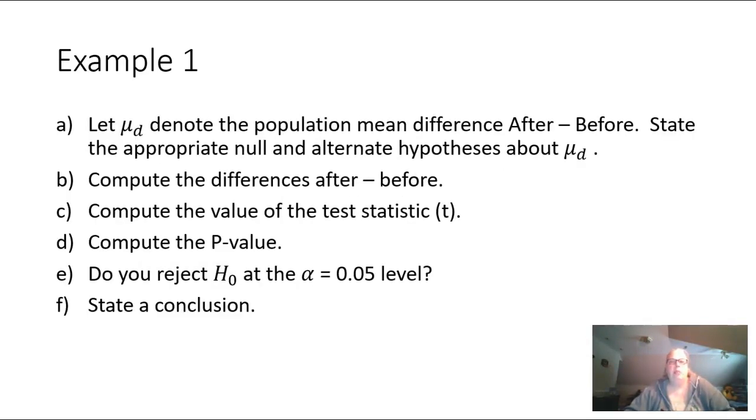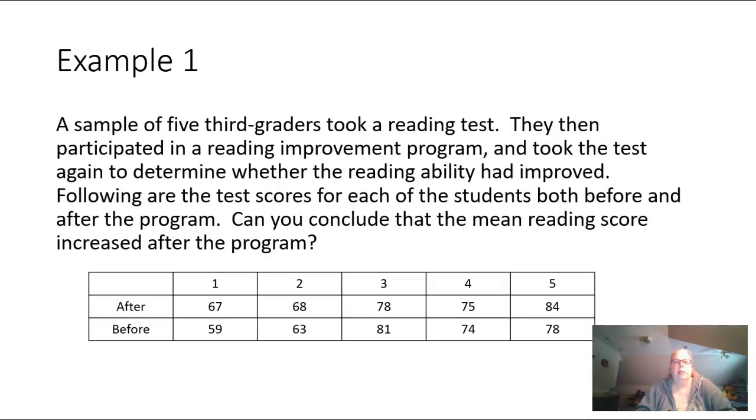Part A. Let mu sub d denote the population mean difference after minus before. State the appropriate null and alternate hypotheses about mu sub d. To get an idea about what our alternate hypothesis is going to be, we're going to read this last statement down here. Can you conclude that the mean reading score increased after the program? Increase means greater than. So we want to know if the mean increased once the program was over.